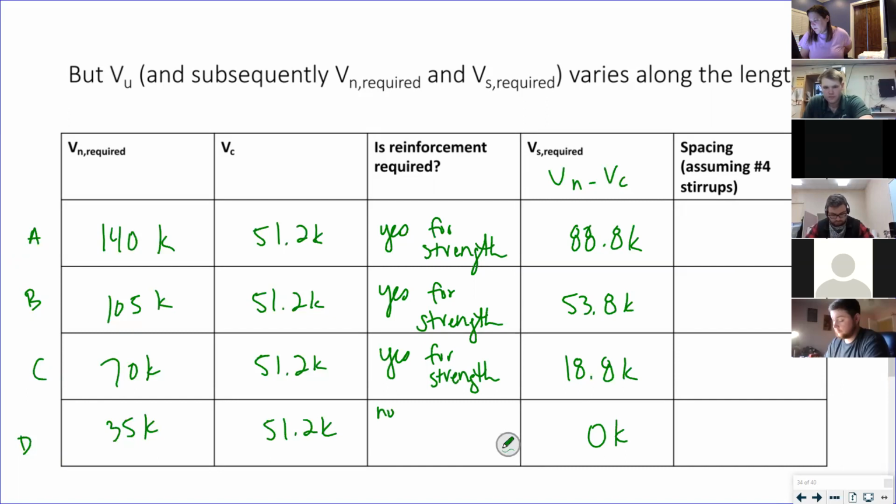So I don't need it for strength, but N is greater than BC, right? 51.2 divided by 2 is 25.6. So I need AB min.